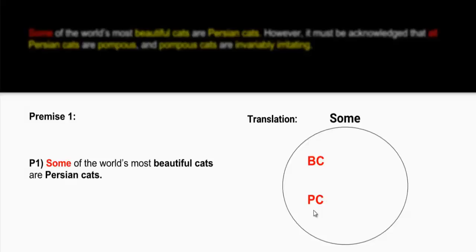Once they're in the some circle, we can say it in any order we like. We can say Persian cats are beautiful cats, or beautiful cats are Persian cats. They mean exactly the same thing. That's functionally the same thing as me telling you if it's some A's are B's, then some B's are A's. It's literally the same thing. So it doesn't really matter. Let's go on to premise 2.